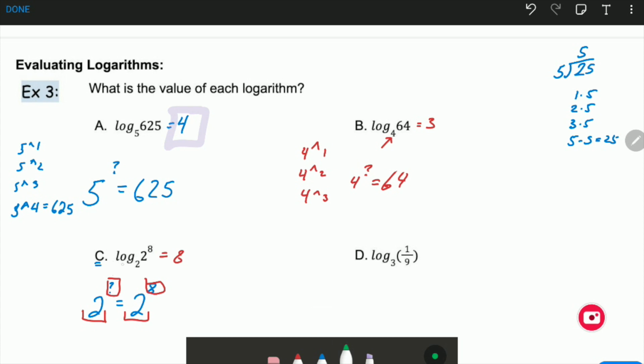That's part of the whole point of logarithms, why we do them, so that we can cancel out the base that has an exponent. So we'd see later that they cancel out, leaving us with just the 8.